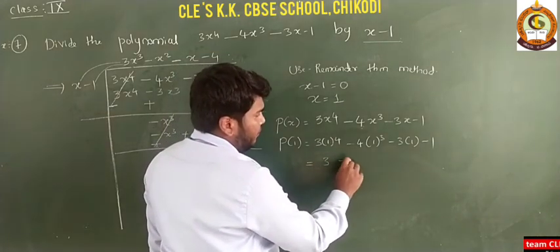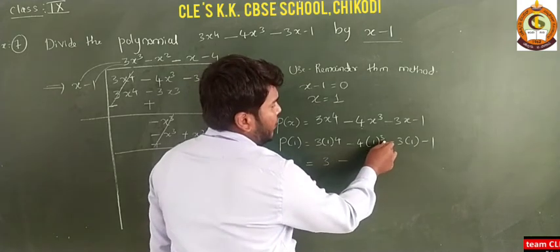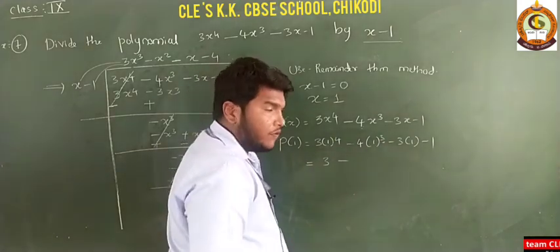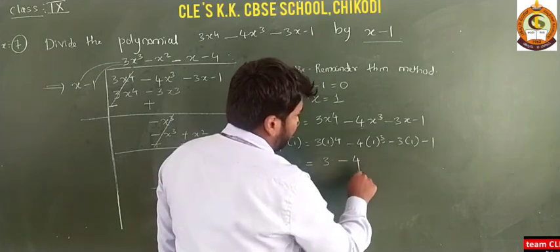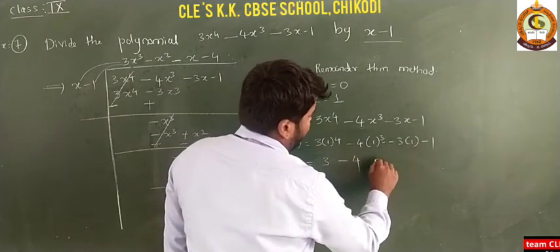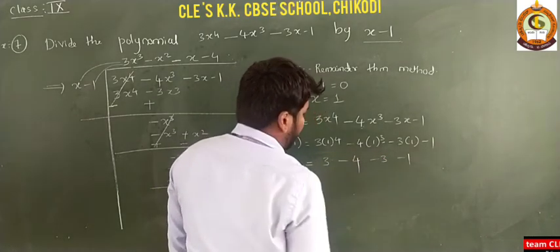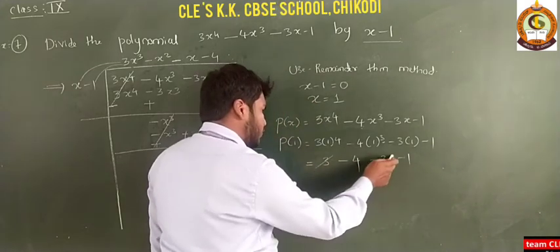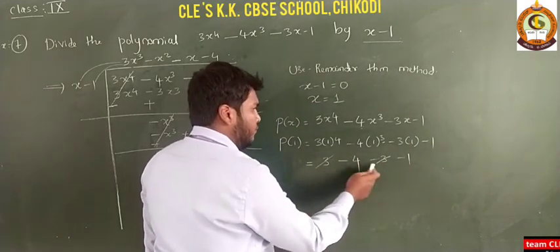So this is 3. When the number in the exponent is odd, the answer will come in the form of negative. So this is minus 4. Again, minus 3 into 1 is minus 3, and this is minus 1. So this is plus 3 and this is minus 3, both get cancelled. Minus 4 and minus 1.